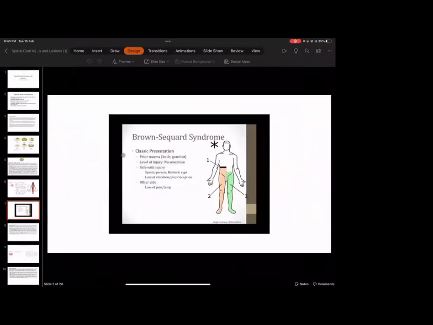So Brown-Séquard syndrome, the classic presentation is someone that comes in, usually someone who gets stabbed in the back or something like that. At the level of the lesion, we said there's going to be no sensation. On the side that the person got stabbed, he's going to have what? Upper motor neuron signs, as we said. On the side you got stabbed, below the level of the lesion, you're going to have spastic paralysis, Babinski sign, and loss of vibration and proprioception. On the other side, contralateral loss of pain and temperature. This is a classic presentation.